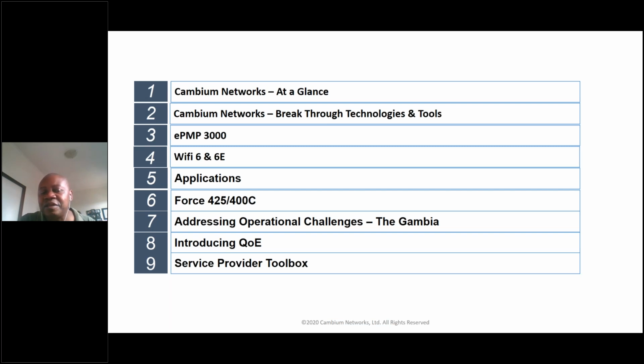And then we'll wind up with the service provider toolbox. If you are a WISP on the call, this is a platform that you want to join because it's a one-stop shop with all service provider relevant content, starting from collateral, marketing, promos, sales, frequencies, technology, and what other ISPs and service providers are doing in the EMEA region.